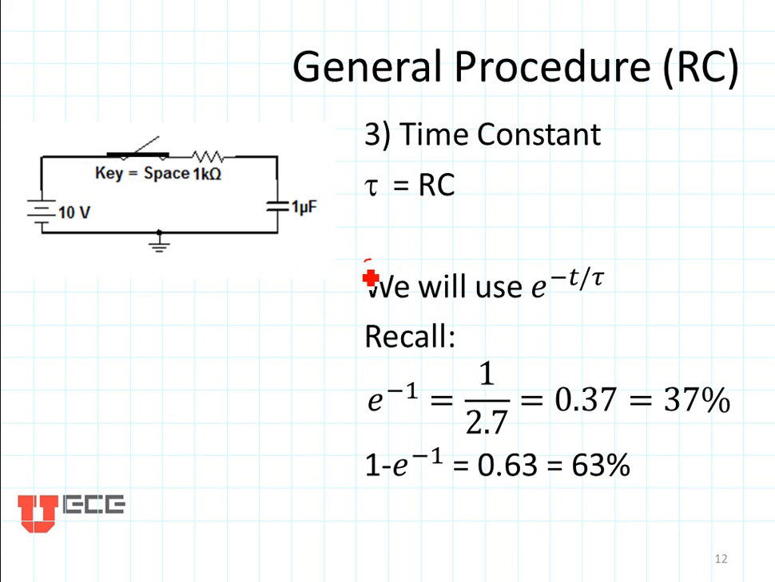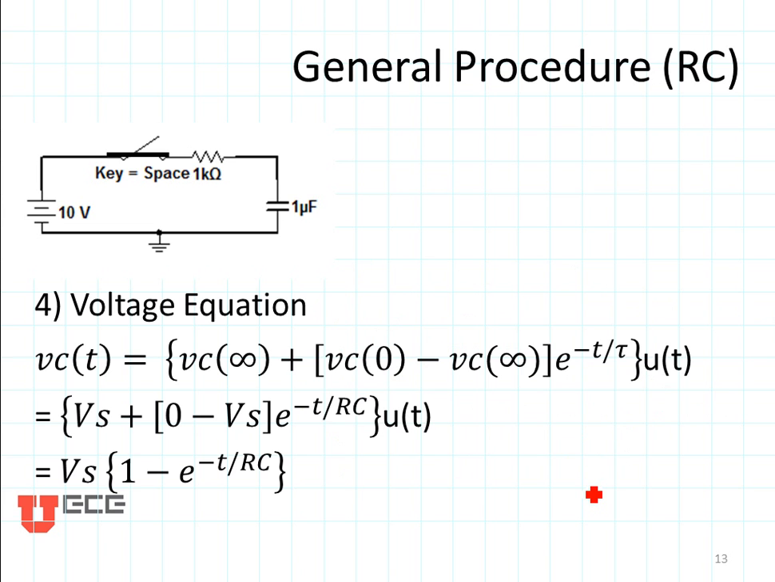I just made some notes here. Because we're going to be using the form e to the minus t over tau, just remember that e to the negative 1 is 0.37. That's where the 37% comes from, and 1 minus e to the negative 1 is 0.63. That's where the 63% comes from.